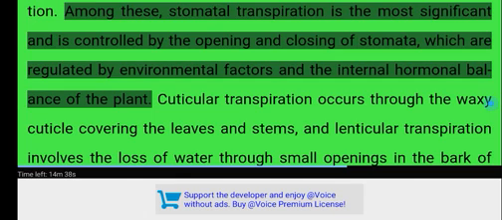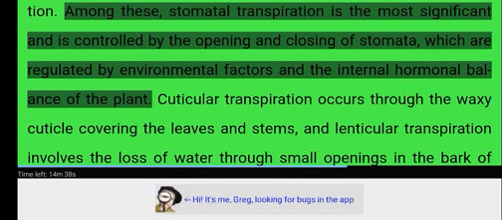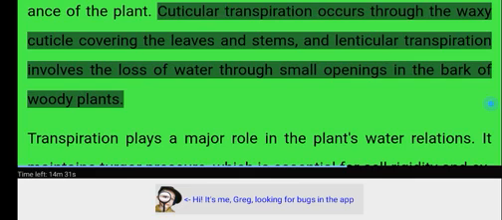Among these, stomatal transpiration is the most significant and is controlled by the opening and closing of stomata, which are regulated by environmental factors and the internal hormonal balance of the plant. Cuticular transpiration occurs through the waxy cuticle covering the leaves and stems, and lenticular transpiration involves the loss of water through small openings in the bark of woody plants.